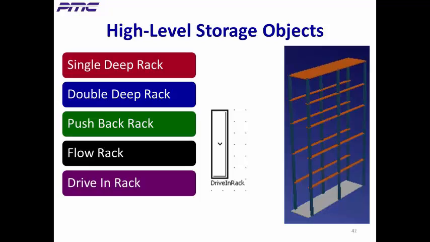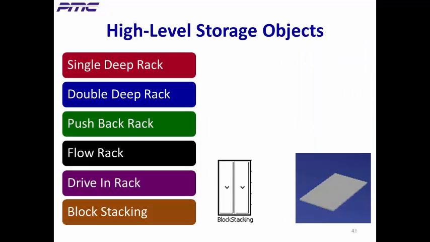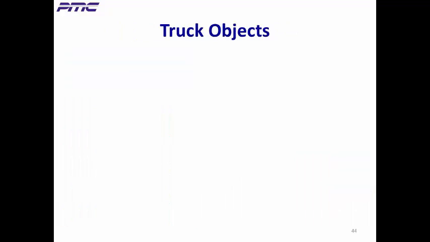The DriveInRack allows forklifts to drive directly into the lane of stacked rows. Besides the same customization options as the others, you can change the pallets per lane. Block stacking models inexpensive floor storage. You can switch reachability between 1 and 2 sides, set the height per pallet, set pallets per lane, and pallets per stack. There are several trucks that you can pick from to transport your parts inside and outside your warehouse.